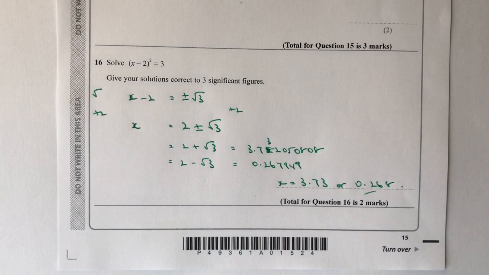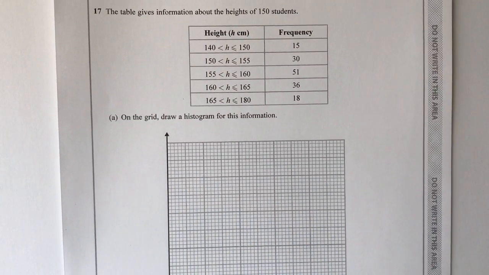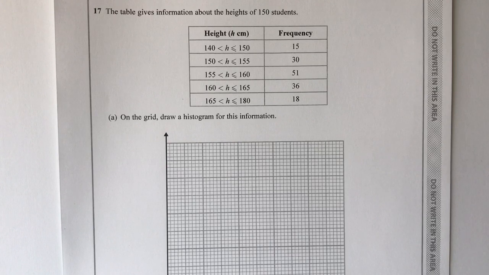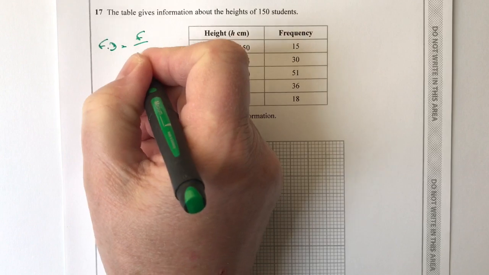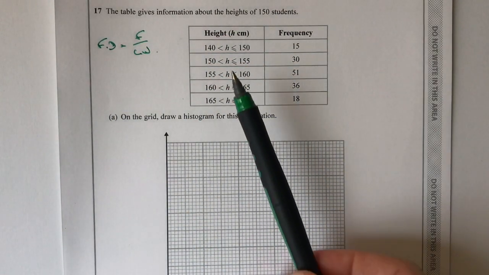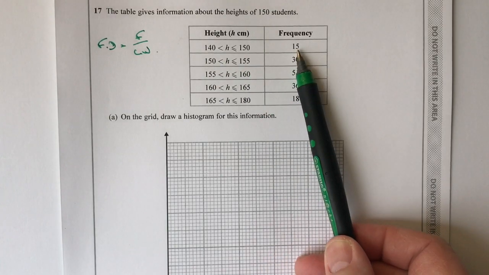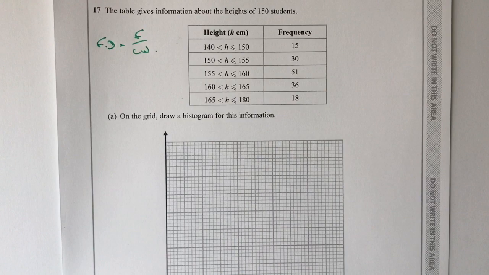Let's move on then to question 17, which is a histogram question. Histograms are quite popular actually, they do crop up a fair bit, and really they're fairly straightforward because the only thing you need to remember with histograms is the formula: frequency density equals frequency divided by class width. Here we've got the class widths and the frequency, so for each of these we can work out the frequency density.